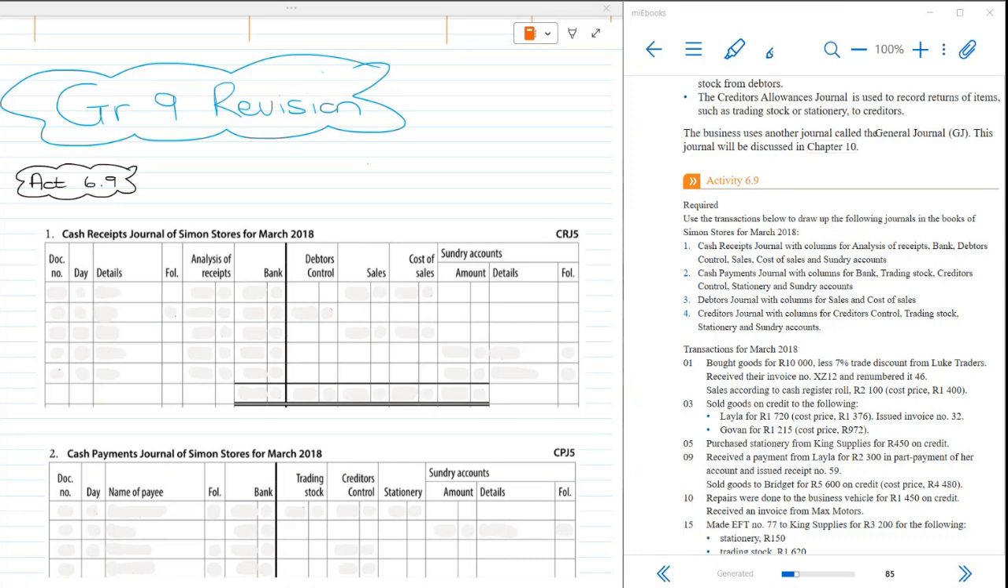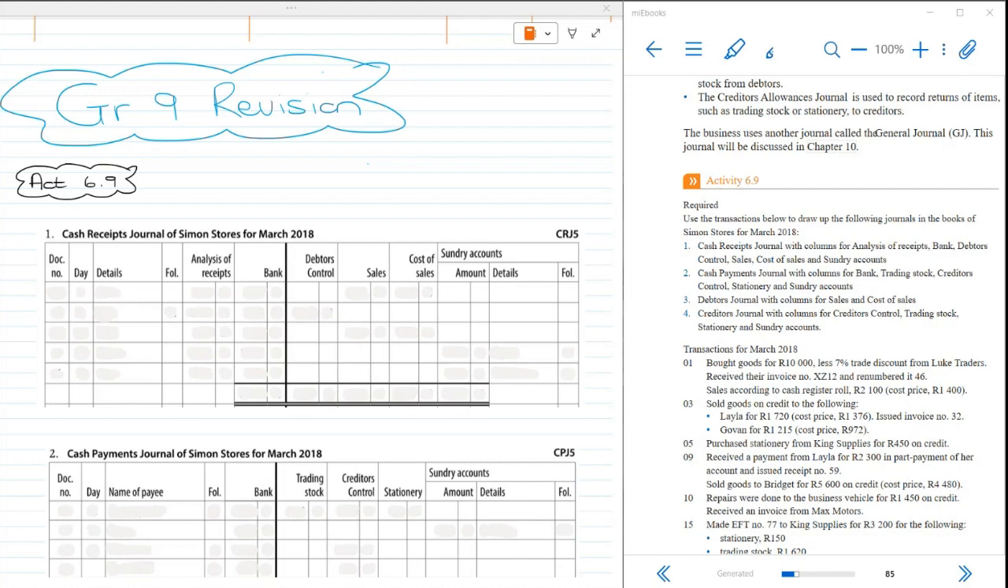So today we're going to specifically look at our CRJ, CPJ, DJ, and our CJ. Grade 10s, we are going to use our Study and Master textbook, and we are in chapter 6, activity 6.9. In this activity, they ask us to draw up the journals for Simon Stores for March 2018.